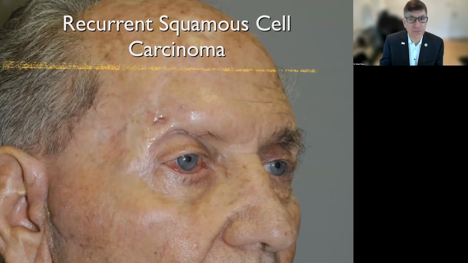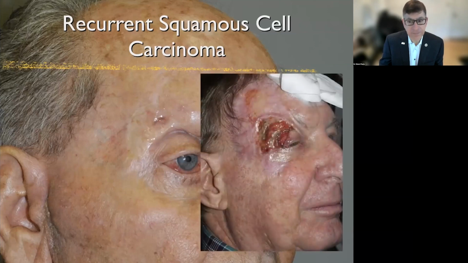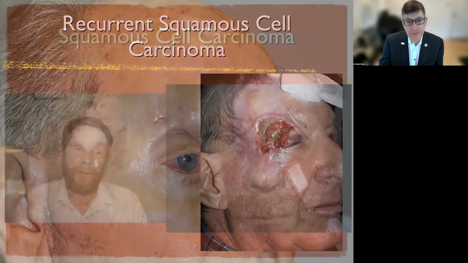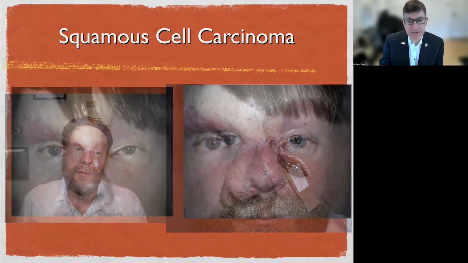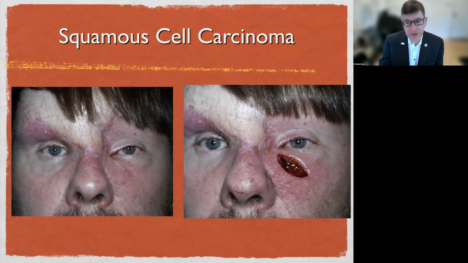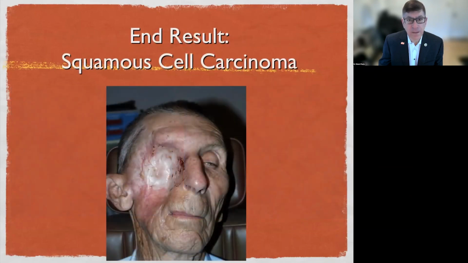Here you can see an area of recurrent squamous cell carcinoma, again with an indolent area of ulceration involving the eyebrow skin. This can go pretty bad. Here's another patient with previous treatment involving a giant flap to his forehead who still has squamous cell carcinoma at the margins here, causing this type of destruction. Further example of the same patient later on. The end result for this can be a complete destruction of many of the orbital and cheek tissues.